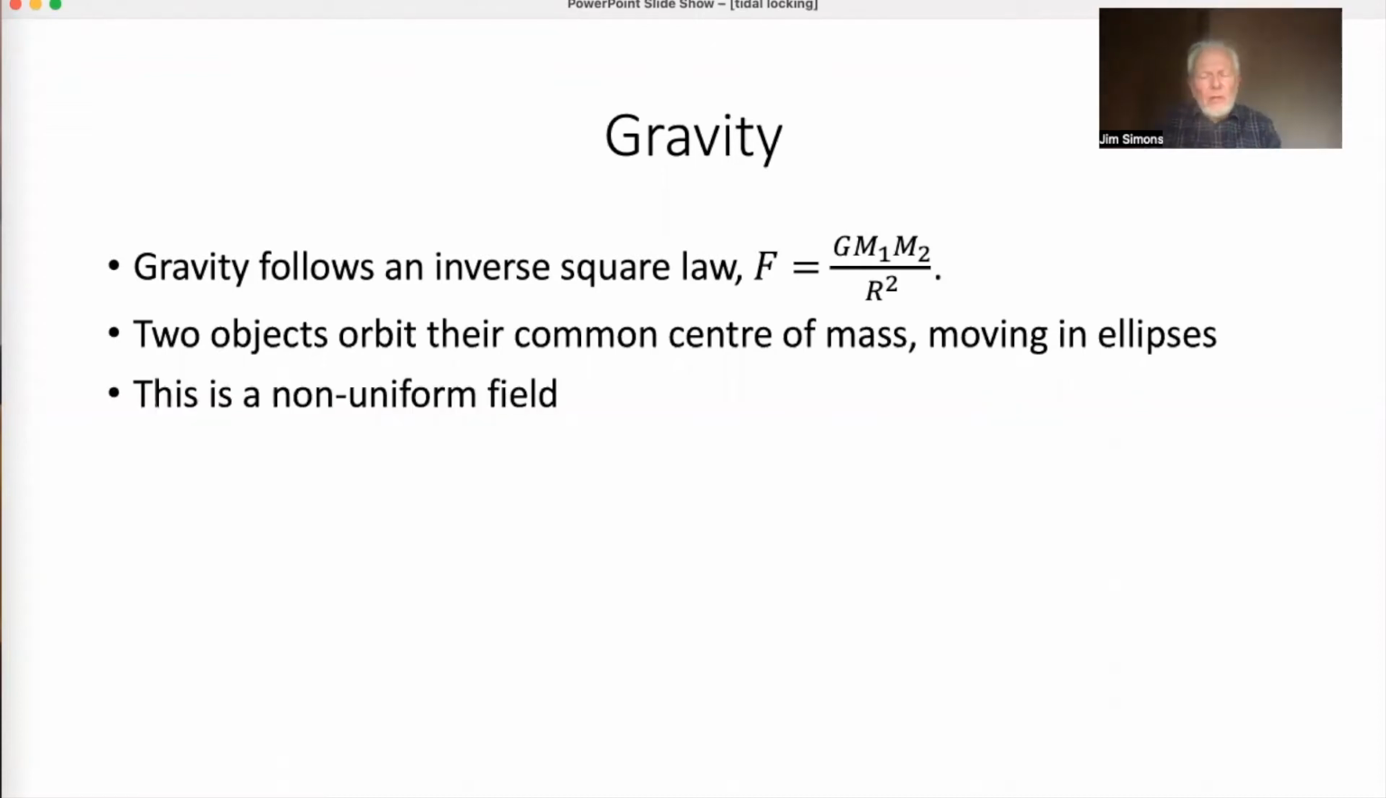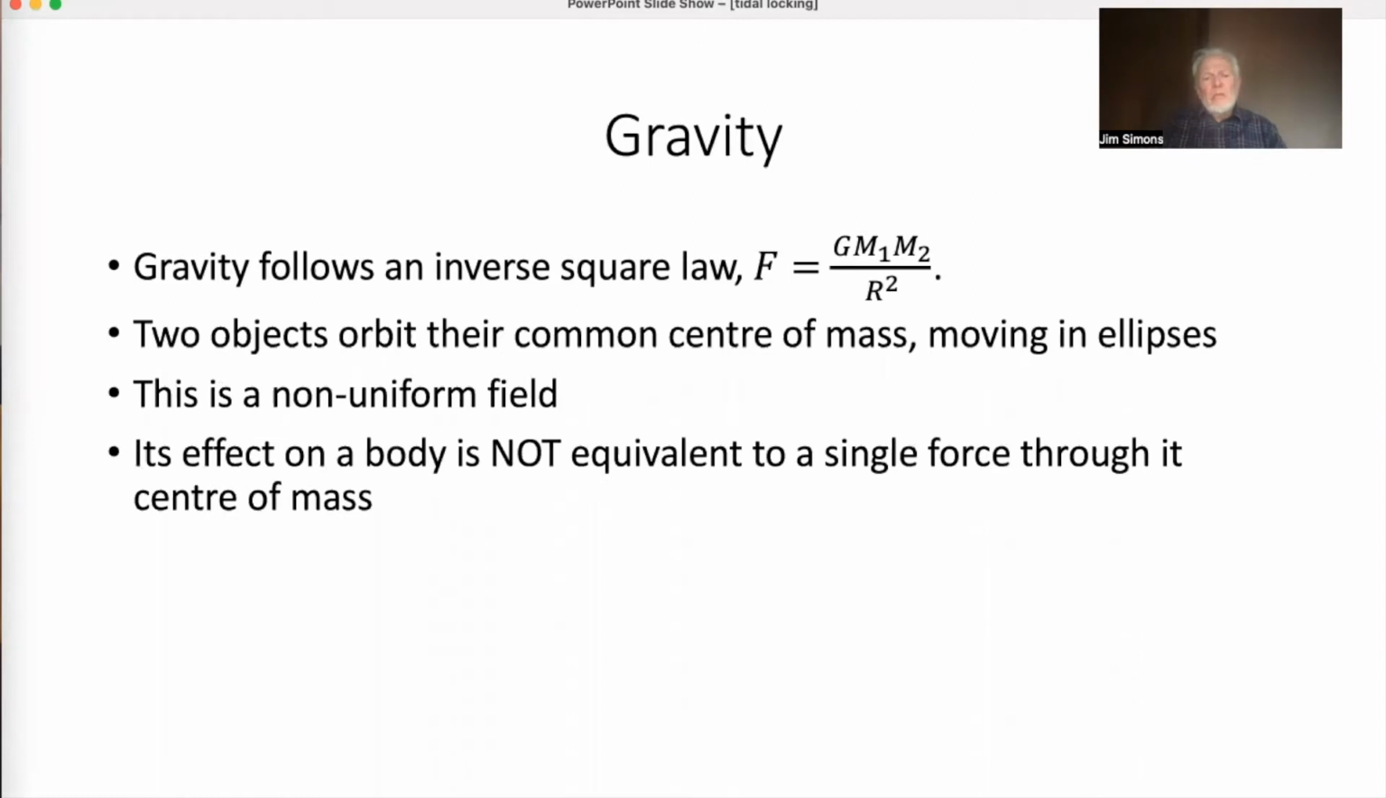It's important that this field is not uniform. When we teach gravity at A level, for example, we tend to think of it as a uniform field pointing straight downwards everywhere and the same strength everywhere. Well, it's not like that. That will not do in this situation. In particular, it means that the effect on a body of gravity from somewhere else is not equivalent to a single force through its center of mass.